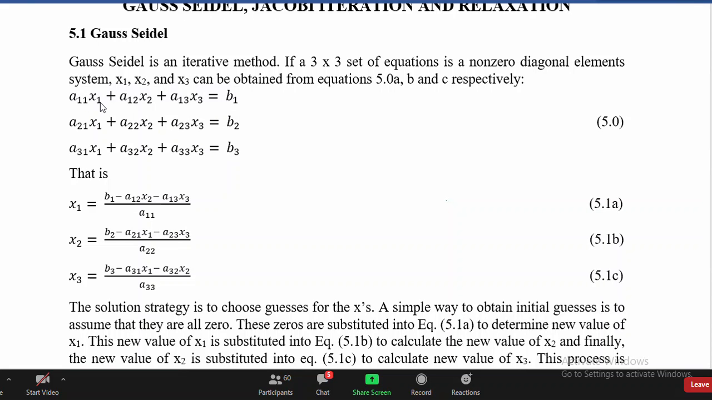Don't forget, x1 we do on the first equation, x2 we do on the second equation, x3 we do on the third equation. So please don't do x3 on the first equation. It's with respect to their various equations. x1 is first equation, x2 second equation, x3 third equation, like a triangle using this diagonal. And that's what you have here.